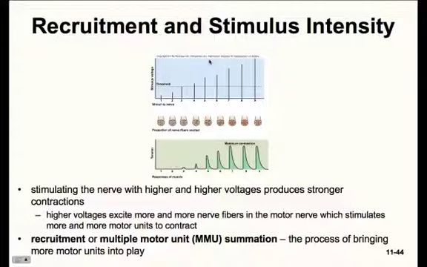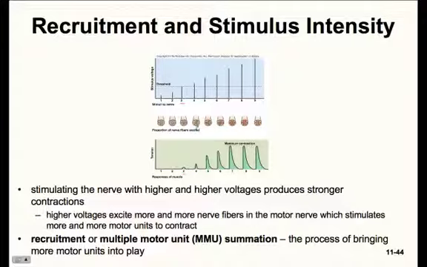If we give it a subthreshold stimulus, it produces no response. At threshold, we see a weak twitch. You can see that here at number 3. We get our first actual twitch. And if we continue to raise the voltage, we see stronger twitches.